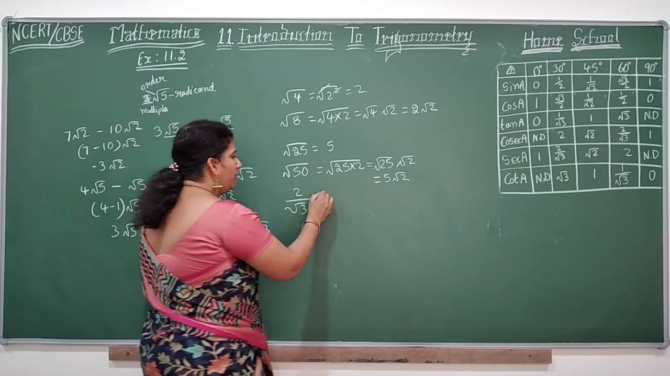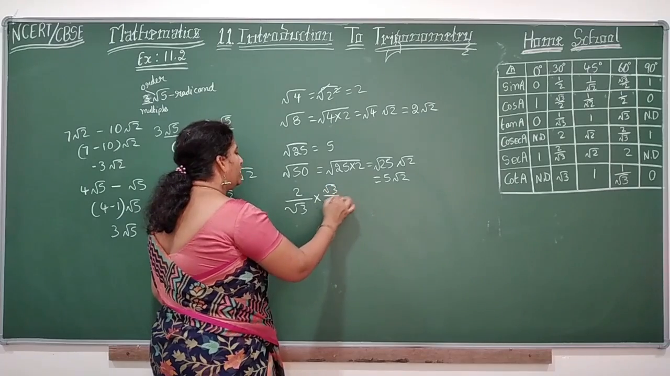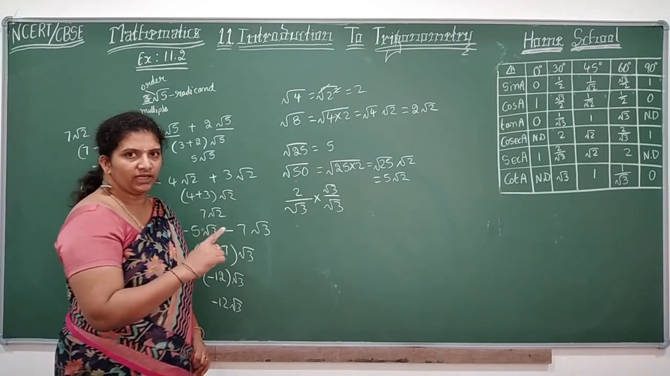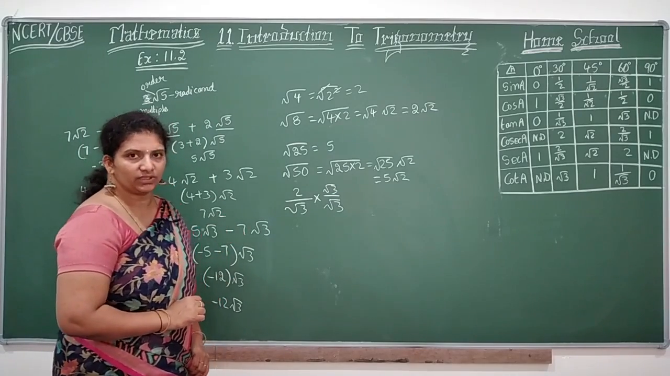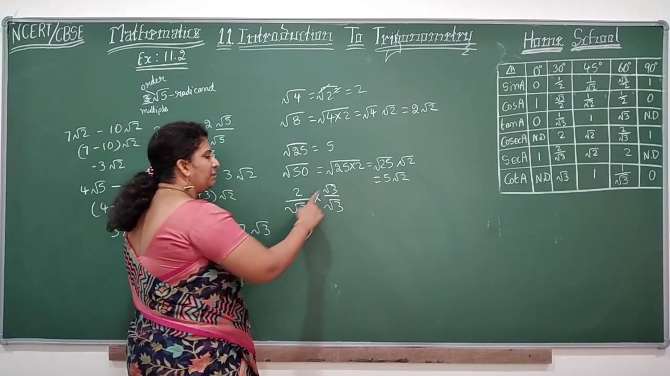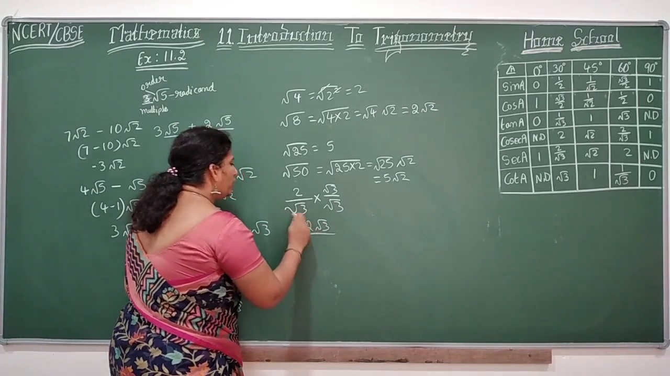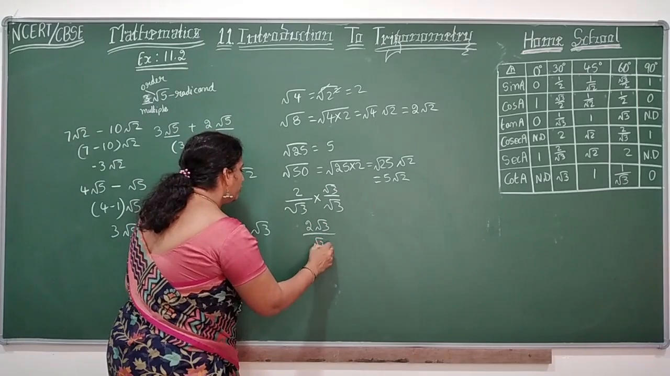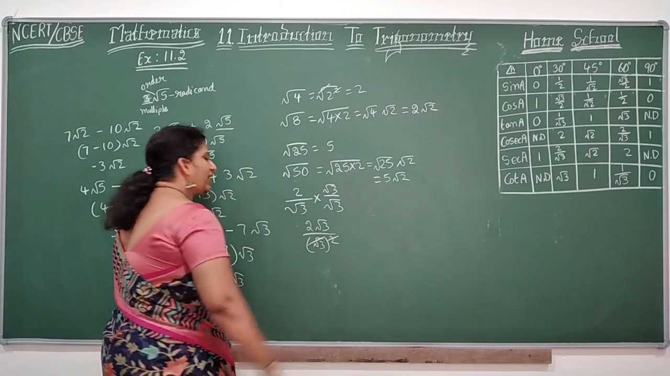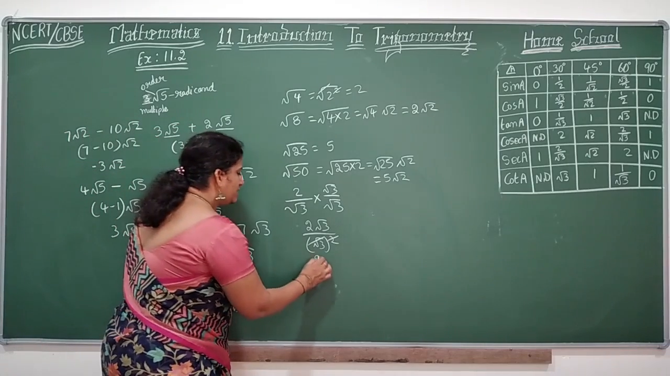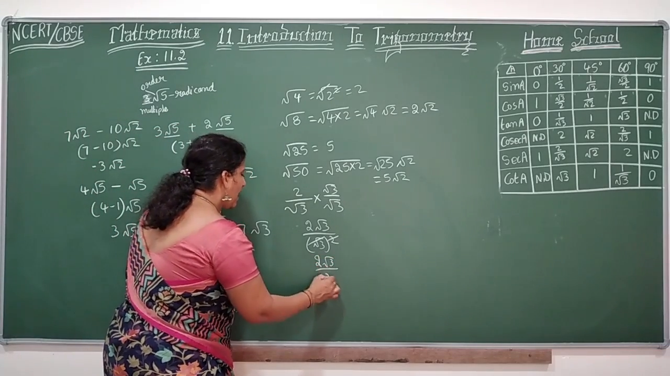If we multiply numerator and denominator by root 3, what happens here? 2 into root 3 is 2 root 3. Root 3 into root 3, the root 3 whole square, the root will be cancelled and 3 will be left. Okay, so with this you can end this problem with the answer.